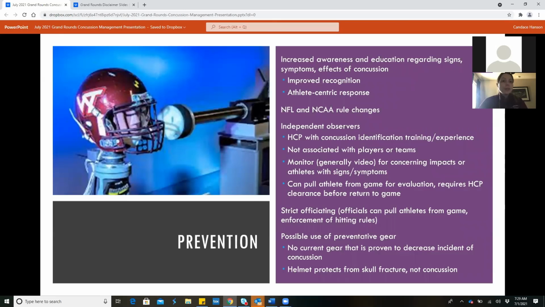Independent observers in some sports, so a healthcare provider with concussion history who is watching the field and monitoring for any signs and symptoms, can pull an athlete from the game for evaluation, and requires full clearance before that athlete can come back. Strict officiating, officials can pull an athlete from the game, enforcement of hitting rules. There is possible use of preventative gear, but there is no current gear that is proven to reduce the incidence of concussion. Helmets don't protect us from concussion. Helmets protect us from skull fracture and other catastrophic brain injury, but do not prevent concussion.